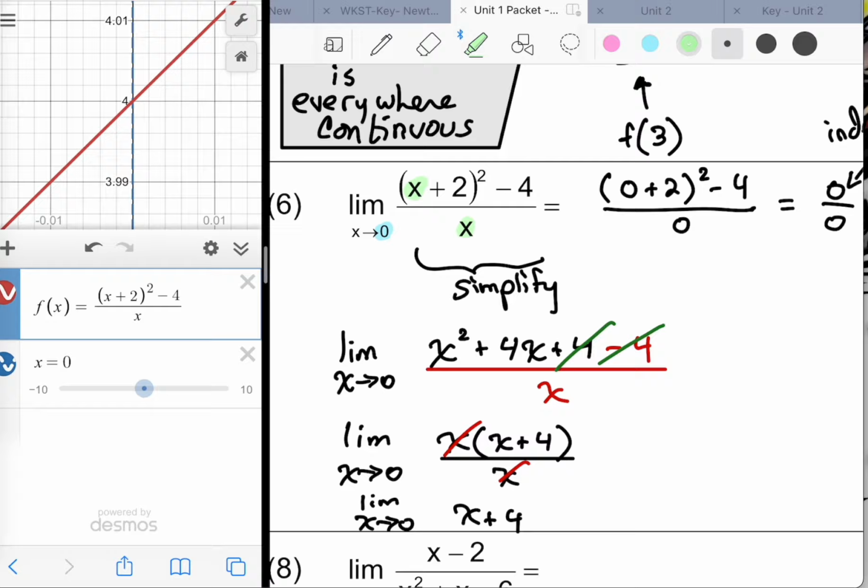Now I can go through the process again of substituting in my limiting constant. My limiting constant is 0. That goes in for x. Now I have justification to ditch the limit because I'm applying the limit. I'm replacing the x with a 0, so 0 plus 4 is equal to 4, and so that's my limit. We already knew it graphically going in. We needed to figure it out analytically.